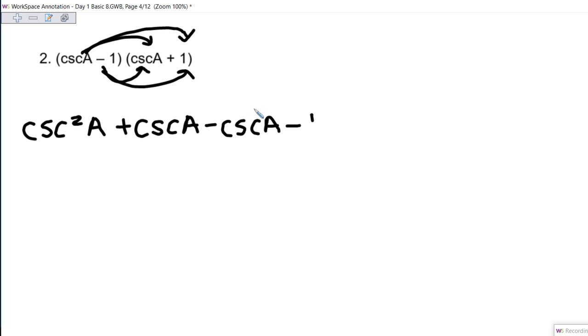Do I have a single term? No, keep going. What do I do next? Combine like terms, and what happens with positive cosecant of A and negative cosecant of A? Those cancel. So this is just cosecant squared of A minus 1.